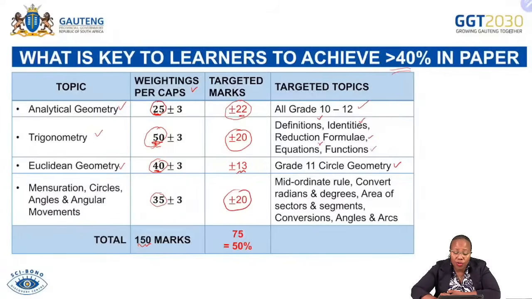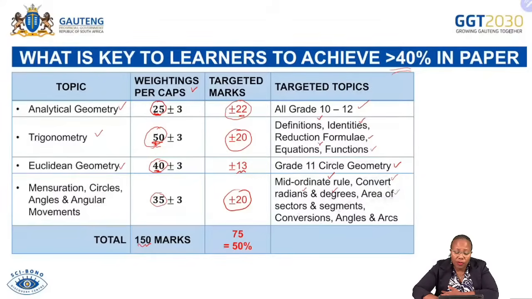And then what you need to look at is your mid-ordinate rule. Do you remember the area of irregular shapes, grade 12? You must master that. That is the easiest topic. You just have to analyze and then substitute into the formulas given to you at the back of your question paper. And then converting radians to degrees and degrees to radians. There will always be a question on that one, either here or in your trigonometry. And then be able to calculate the area of a sector or the area of a segment.